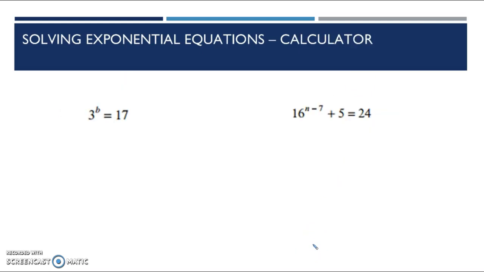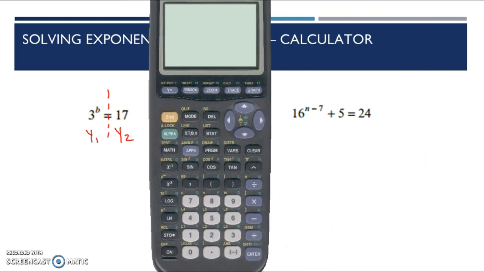Then we use the calculator. Remember in the calculator, you just cut it at the equal sign. Left side goes into y1, right side goes into y2. So let me pull my calculator up. I'm going to go to y equals, and I have 3, and we're going to say to the x power. We always use an x in our calculator. And then in y2, 17.